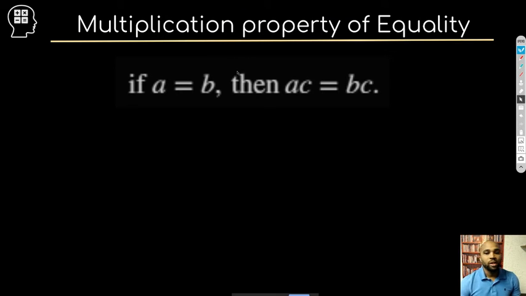Now, what about multiplication? We said we'll get there. So for multiplication, it's the same way. Let's say we have A and B and they're equal. If we multiply C on both sides, it's still going to be equal. So that's the idea. They're still going to be exactly the same.